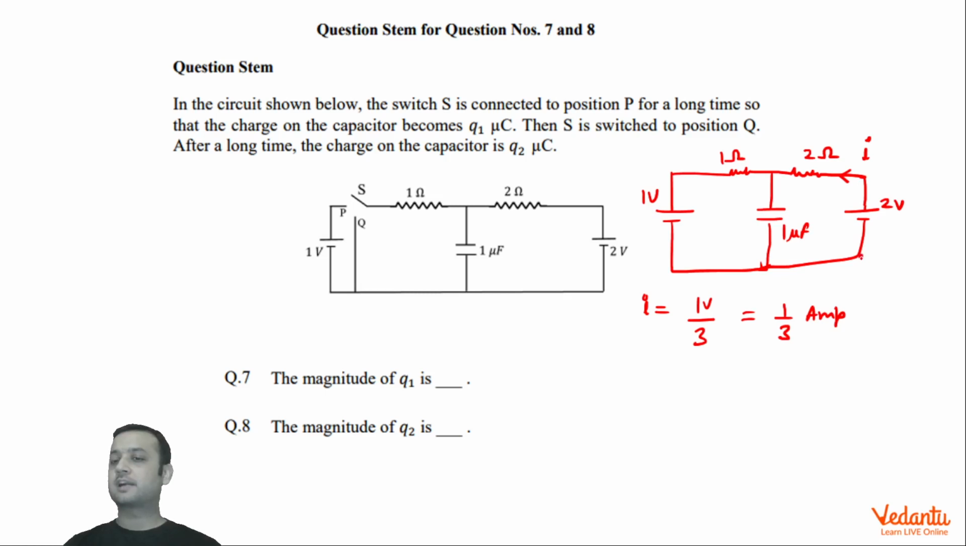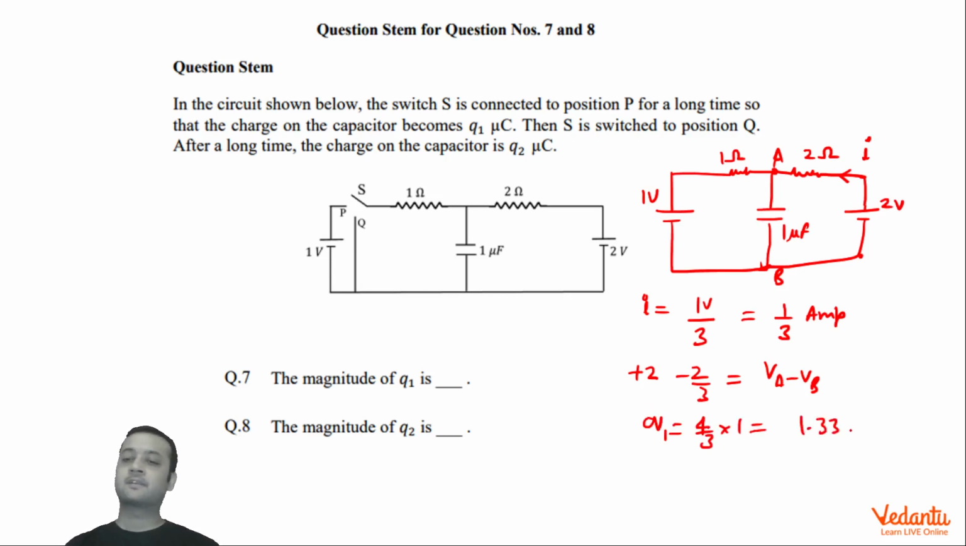So if you try to start from here, then 2 volts rise, okay, and 1 by 3 into 2, that means 2 by 3 volts drop. That means we can say that if this is point A and this is point B, so VA minus VB is 4 by 3. Okay, so VA minus VB becomes 4 by 3. So we can say that the charge on the capacitor Q1 will be 4 by 3 into 1. Okay, so this becomes 1.33 microcoulombs, not farad. My bad.